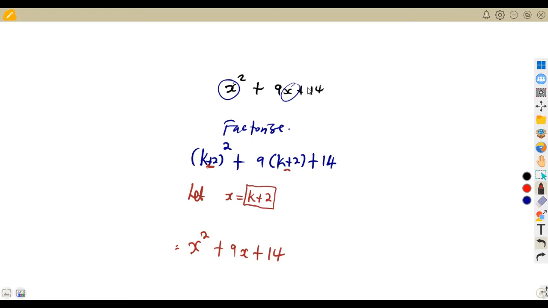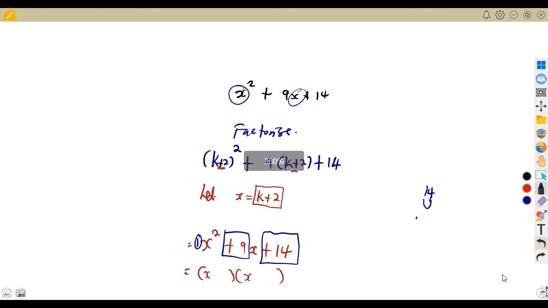This is what we are using for our factors. So we can now factorize this part: x squared is x times x, so we need 2 brackets, and we consider factors of 14 that add up to give us 9.